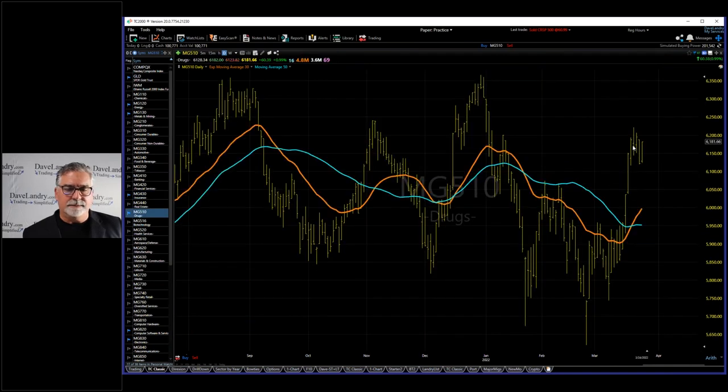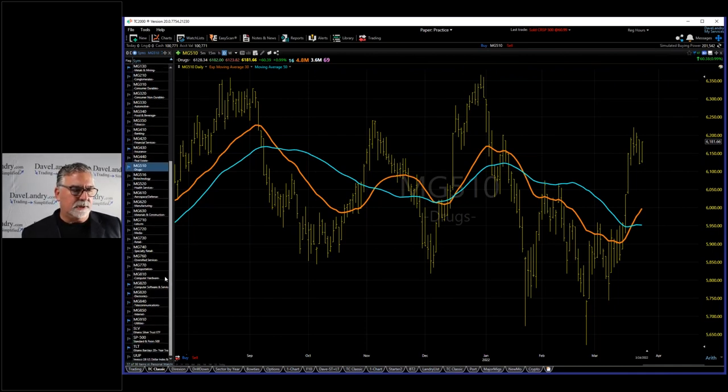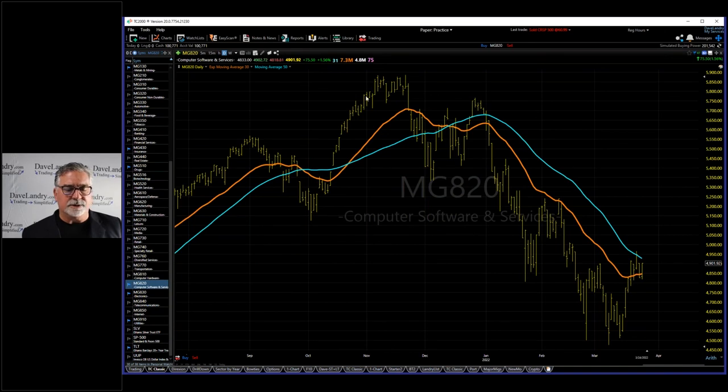Drugs have been improving as of late. As you can see, I wouldn't rush out and buy drugs. They're all over the place, wide and loose, but improving nonetheless. A lot of areas are still in downtrends, like software, still looking pretty ugly in here. It went up to kiss the 50 simple moving average.